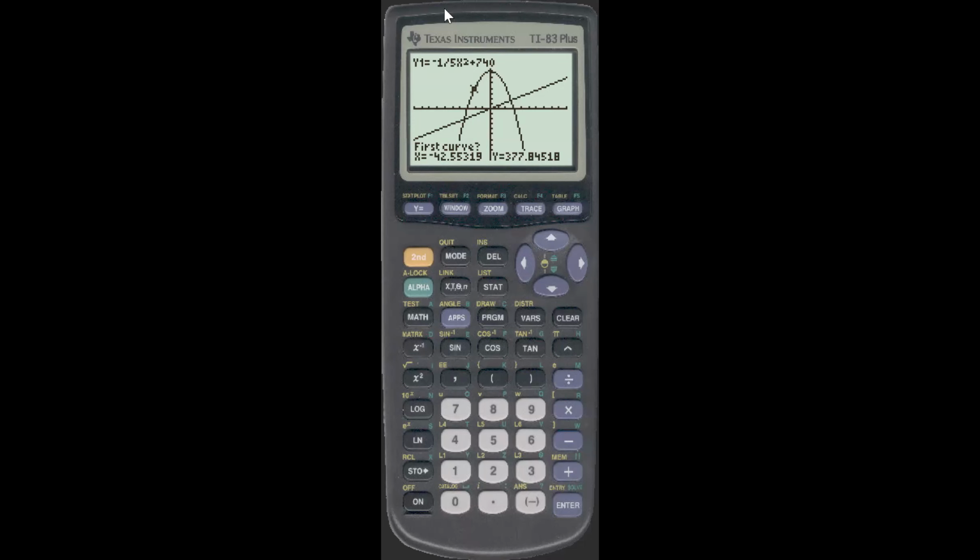And what now? Hit enter for the first curve. And then do you see where it says second curve? Yeah. Hit enter again. And then yes, hit enter again. And you should see this point right here. Okay. And I'm going to snip that into the other screen so you've got them there.